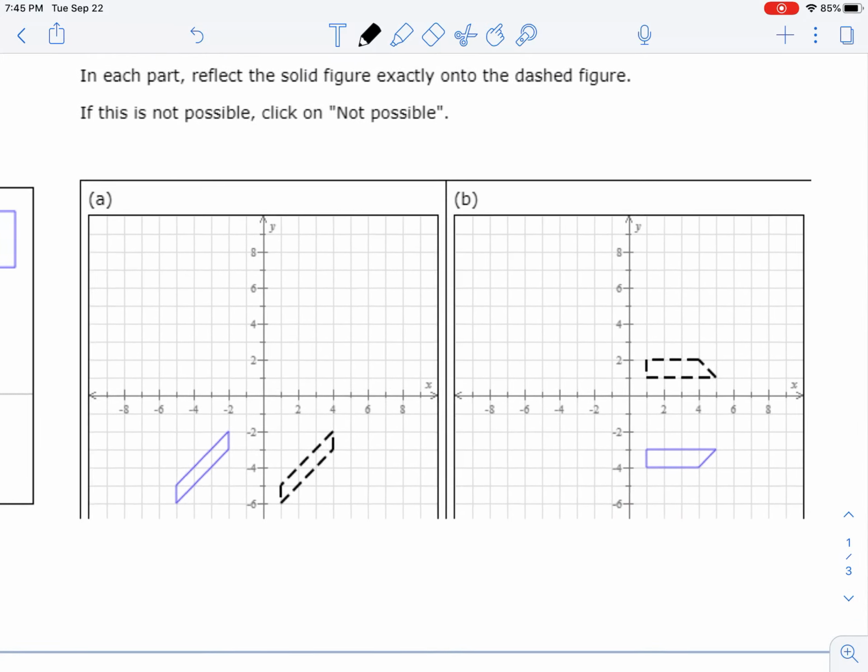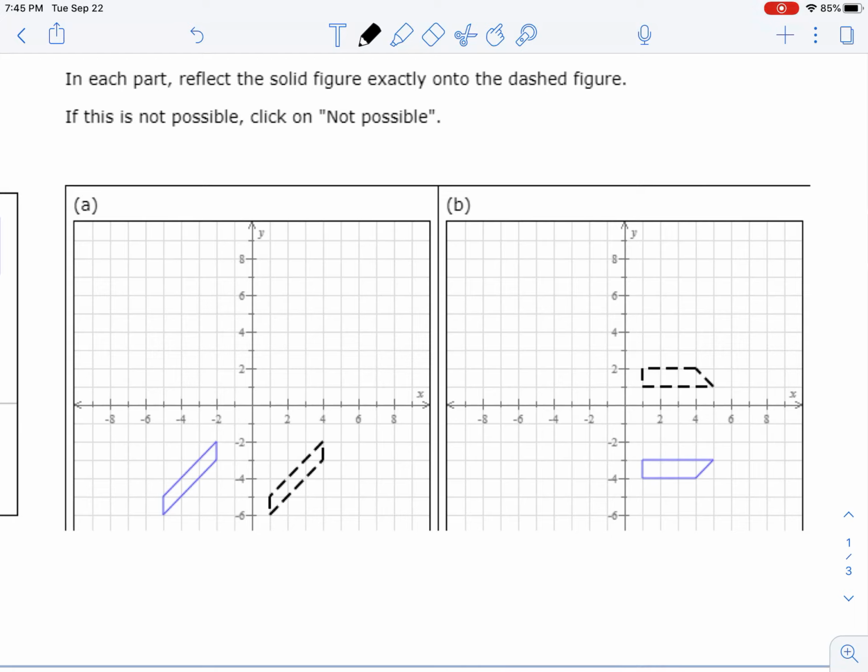Now it says in each part, the solid figure, we're going to reflect it. So basically I need to draw a line of reflection here. There's not a line of reflection that will flip this one over. It might look like this could be the line of reflection, but this shape would actually end up down here instead of right there. It doesn't really flip over the line very well. This is not possible. So let me erase that fake line of reflection. Let's move on to the next one.